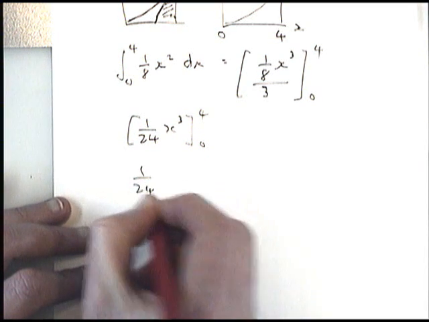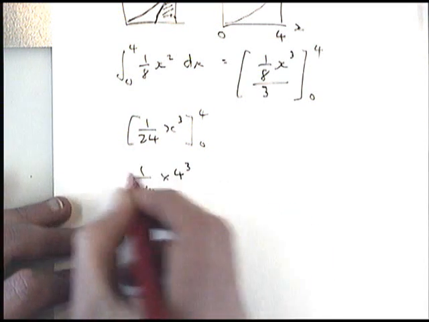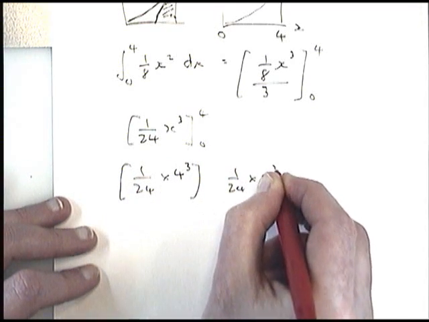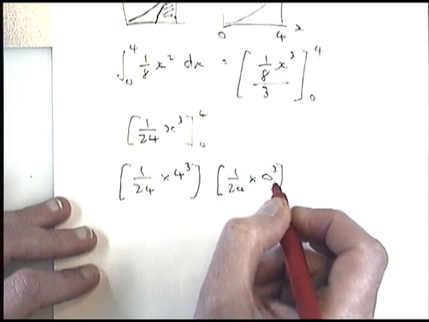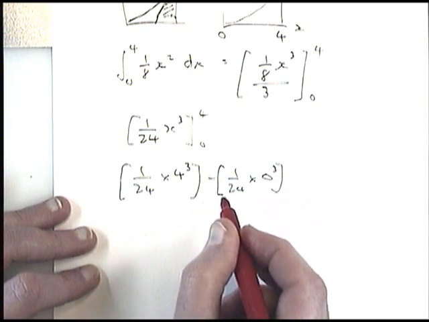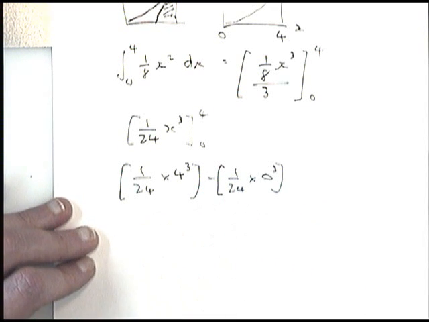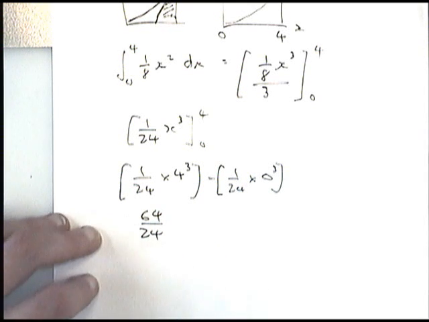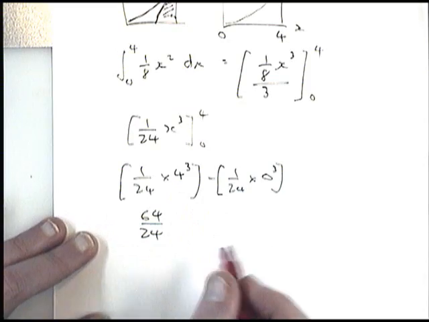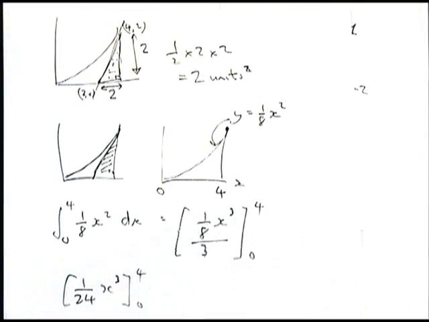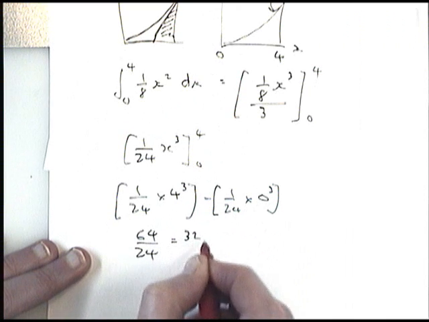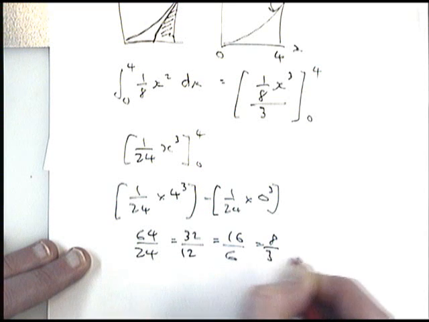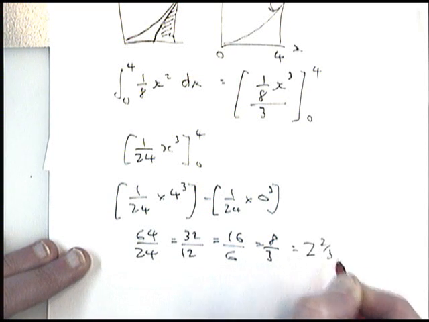So I'm going to get 1/24 times by 4 cubed. Then when I replace the x with a 0, I'm going to get 1/24 times by 0 cubed. 0 cubed is 0. Anything times by 0 is 0. The value of that bracket is 0. I'm only going to get something from here. 4 cubed is 4 times 4 times 4, which is 64. So I get 64 divided by 24. That is the area under the entire shape. I can cancel that down. It's 32 over 12. It's 16 over 6. It's 8/3, which is 2 and 2/3.